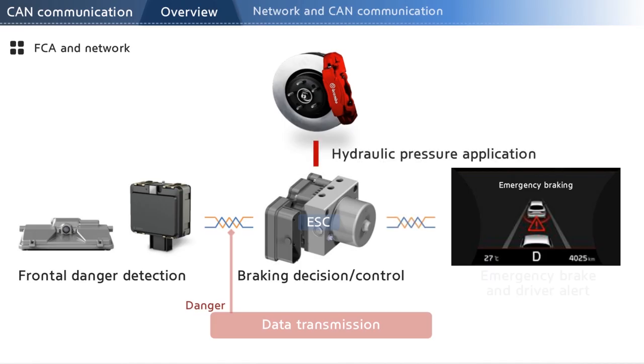At the same time, the information about emergency braking is shared on the network and communicated to the driver on the cluster display. The series of controls is based on organic communications between modules.